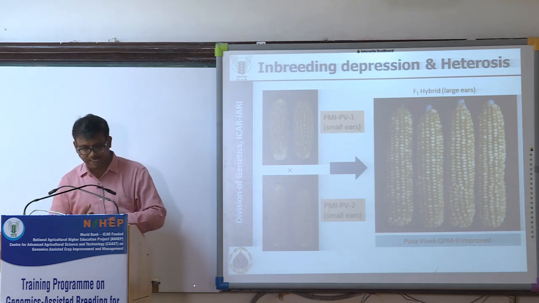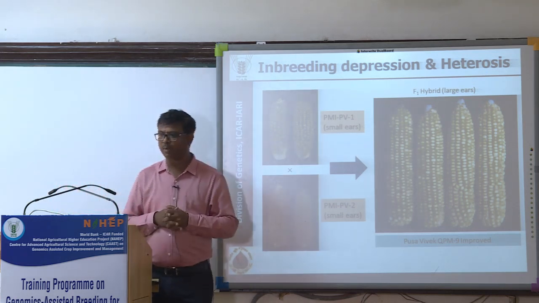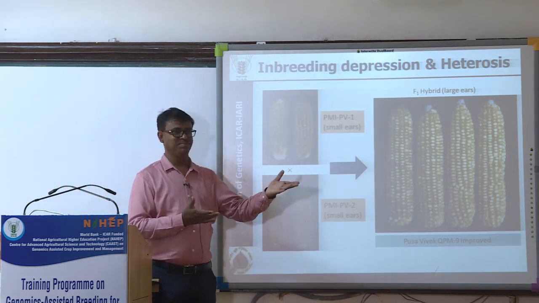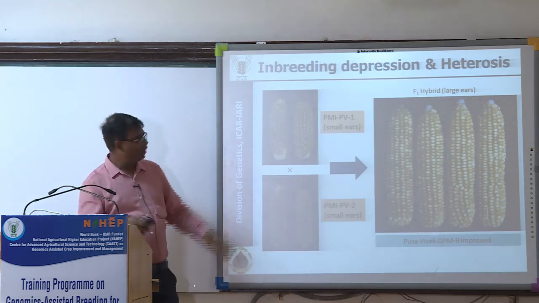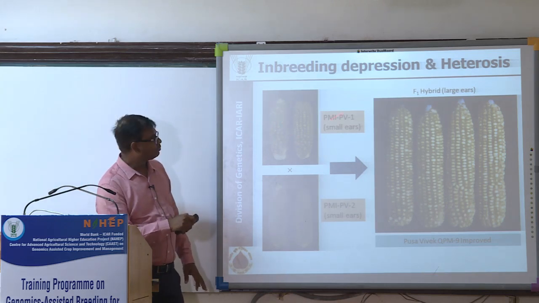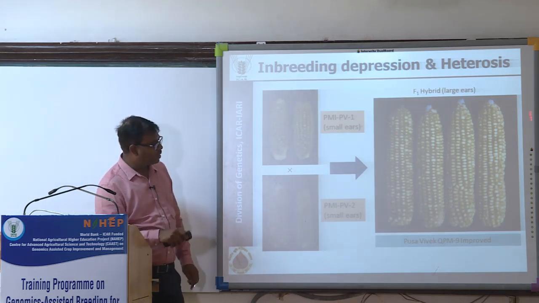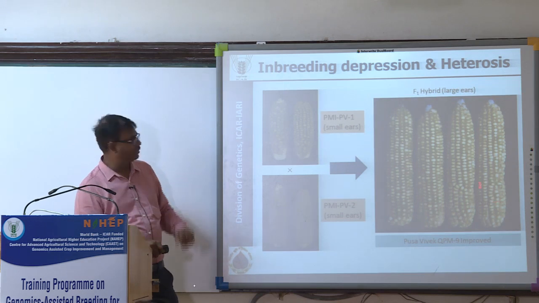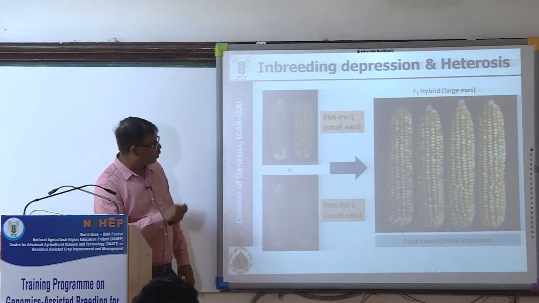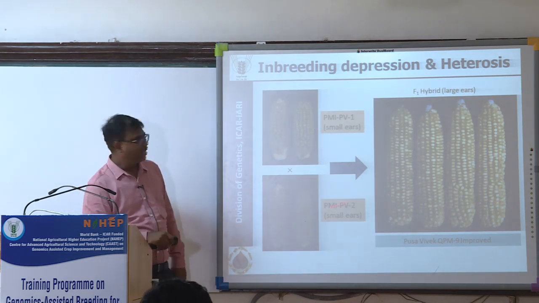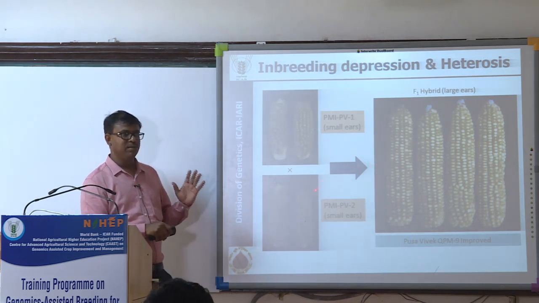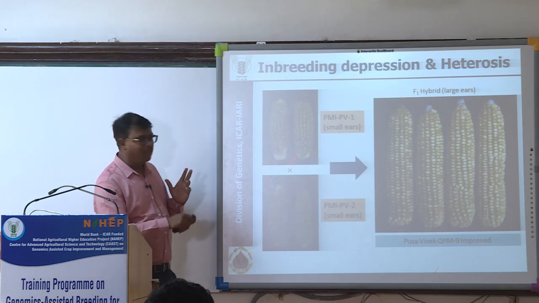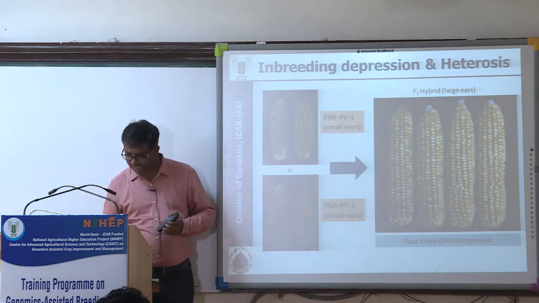This is possibly the last slide. Maize is the best example to show inbreeding depression and heterosis. If you develop an inbred, it becomes smaller, the cobs are very, very small. We have developed Pusa Vivek QPM9 Improved, the hybrid which you have seen in the field. We make crosses of parents which have small ears, and then in the F1 we get a big ear. This is a classical example of heterosis, and this is an example of inbreeding depression.